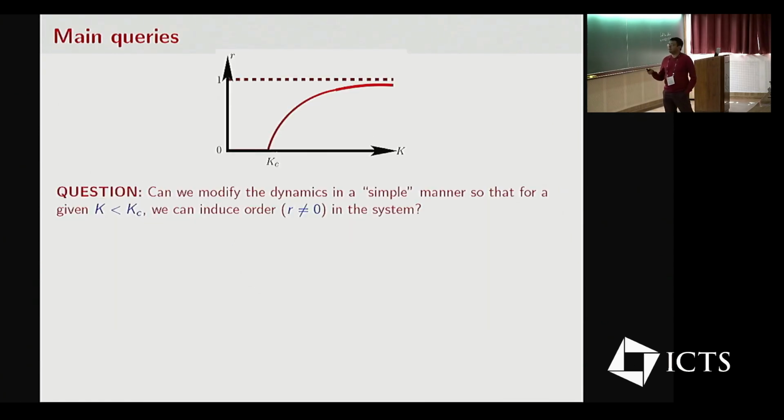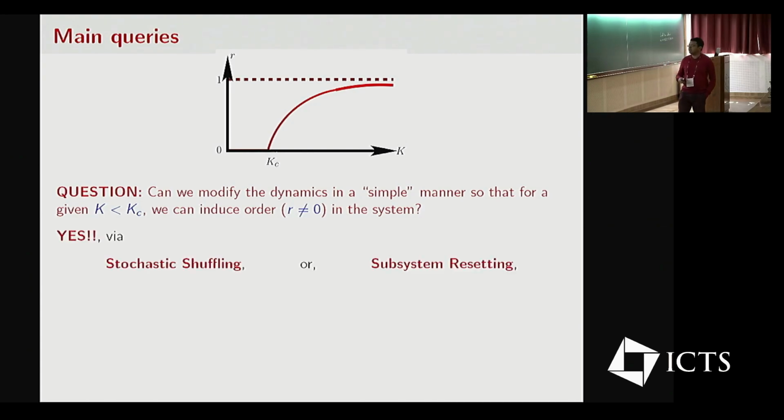Okay, so this is the order parameter as a function of k, and I come back to the question that I started out with: can I modify the dynamics in a simple manner so that when I am at k less than kc, when the system doesn't like to order, I can somehow induce order in the system? And of course, the answer is yes, we can do it.